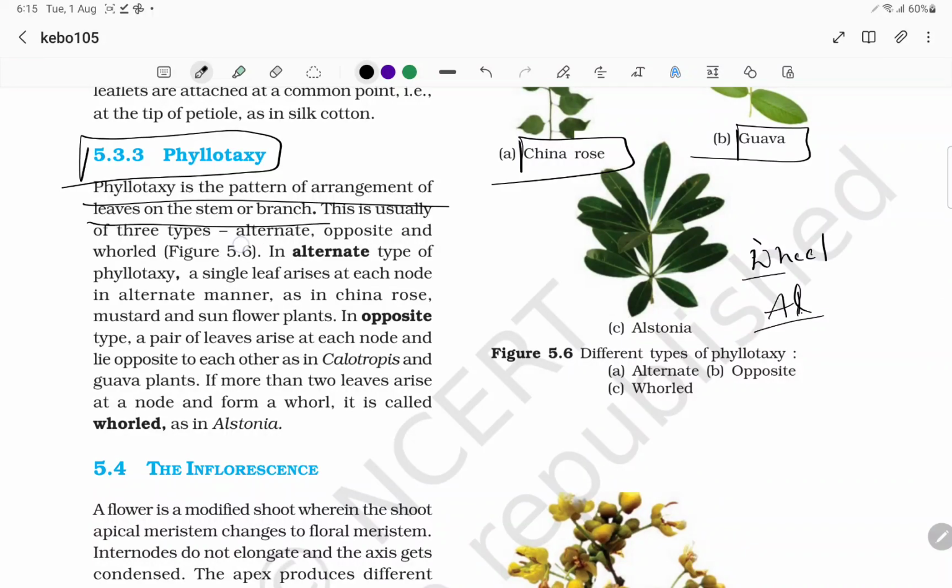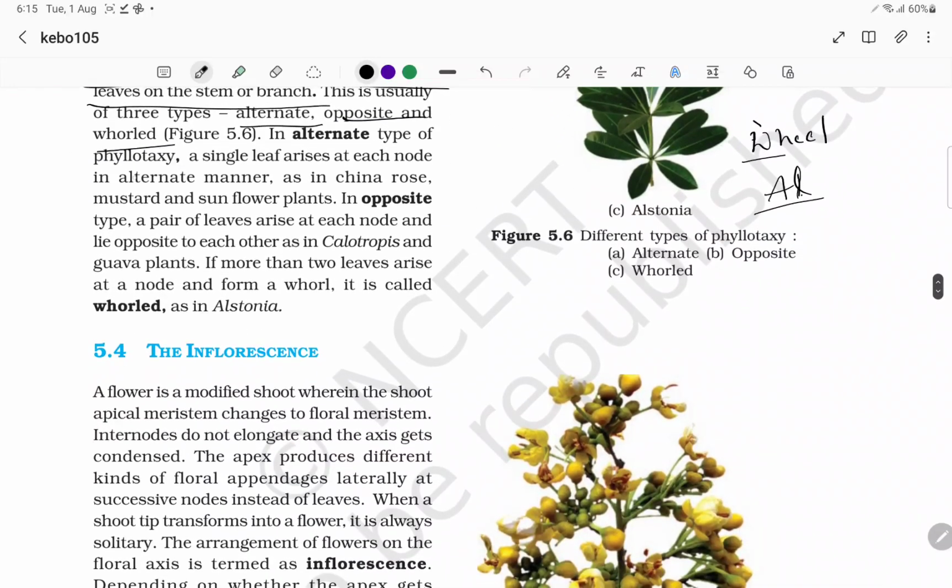So phyllotaxy: the arrangement of leaves on the stem we call phyllotaxy. There are three types of arrangement: alternate, opposite, as well as whorled. Coming to the alternate type of phyllotaxy, a single leaf arises at each node in an alternate manner, as in China rose, mustard, and sunflower.